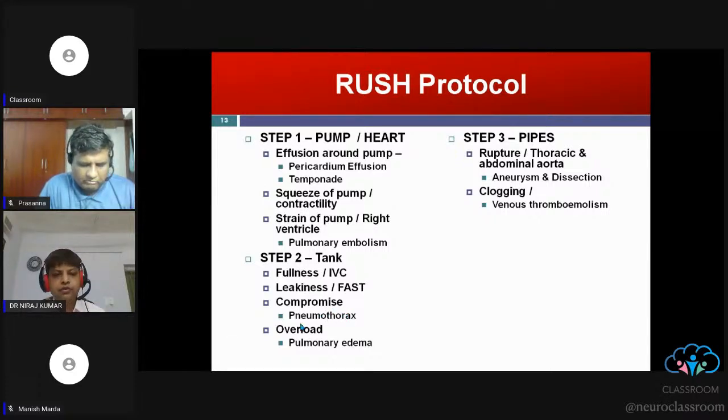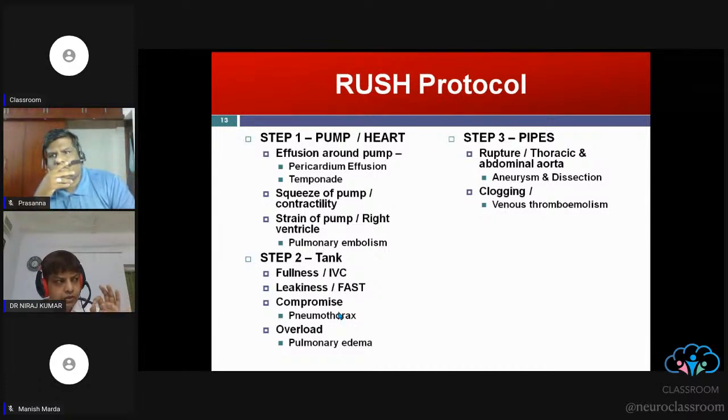And the fourth point in the tank is fluid overload. If there is an overload, that means pulmonary edema. These two things: pneumothorax is an example of obstructive shock. And you just have to do the lung scanning, which we have discussed in detail in the second class. I am just summarizing that to diagnose the pneumothorax.